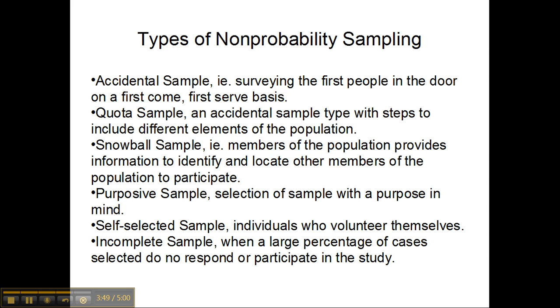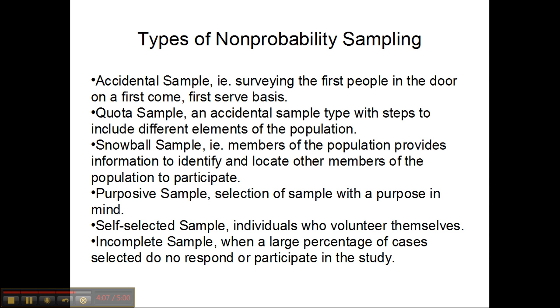Then there's quota sample, which is just like the accidental sampling type, but you want to include different elements of the population, so you'd have a quota for this type, and then once it's filled up, you would stop asking people and move on to the next quota needed.